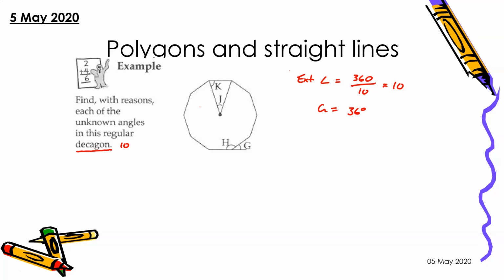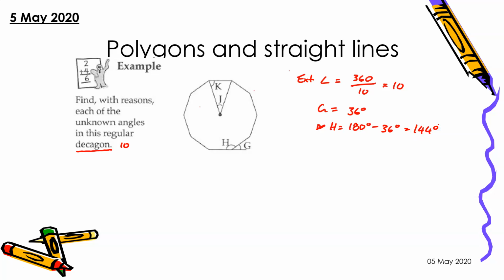And then that makes it, because G and H are on a straight line, H must be 180 take away 36, which equals 144.